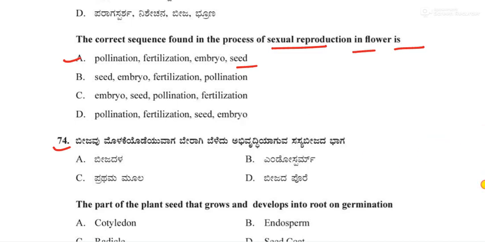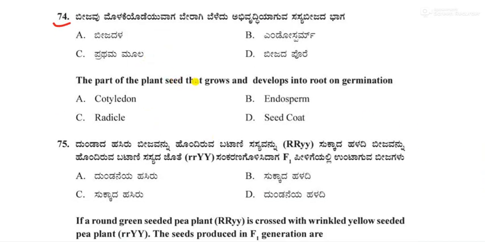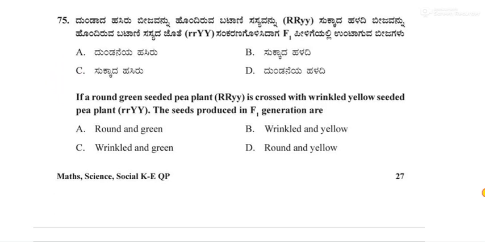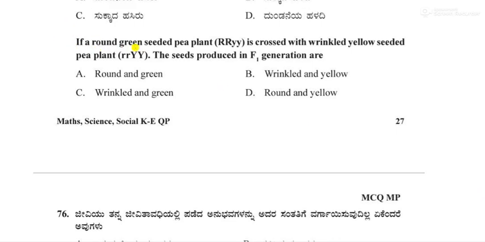Next is 74. So what is question number 74? The part of a plant seed that grows and develops into root on germination is dash. So it is called radicle. Option number C. Next is question number 75. If a round green seeded pea plant is crossed with a wrinkled yellow seeded pea plant, the seed produced in the F1 generation is dash. So here the correct answer would be option number D, round and yellow.